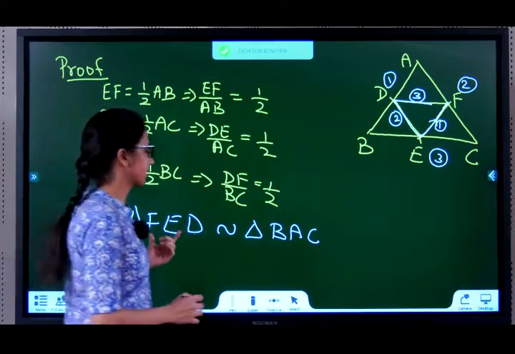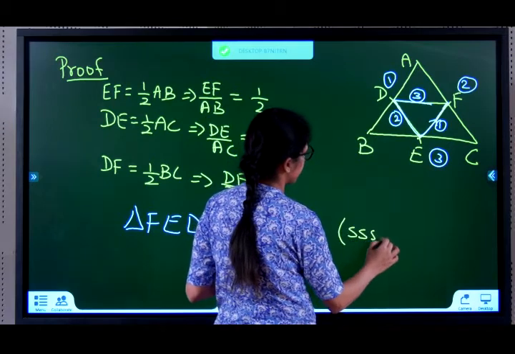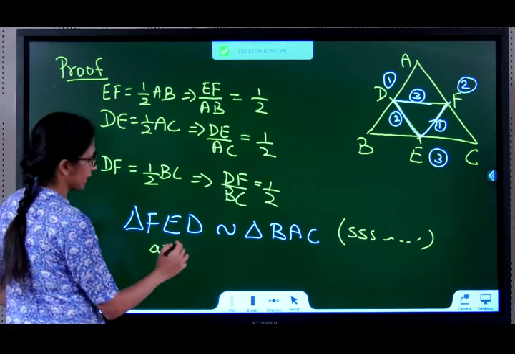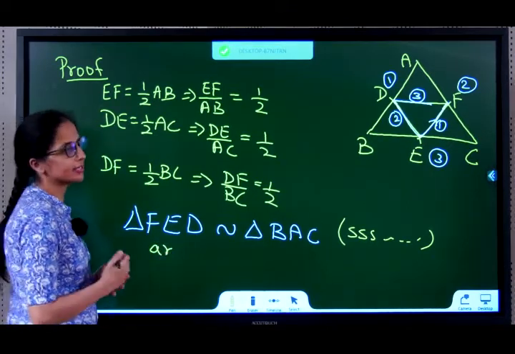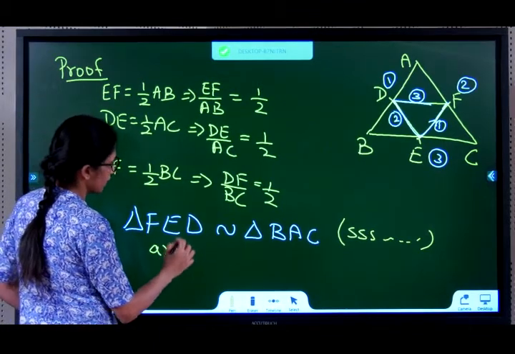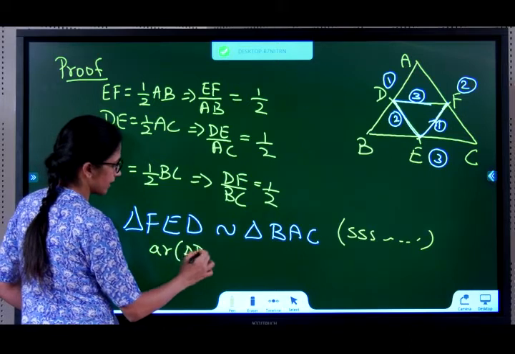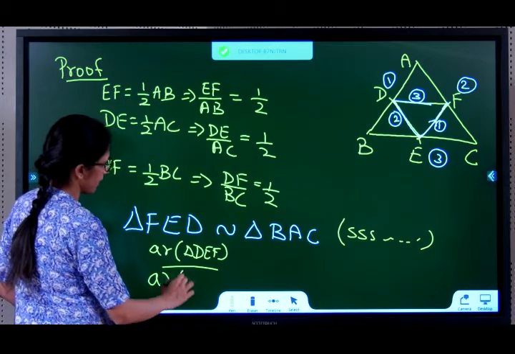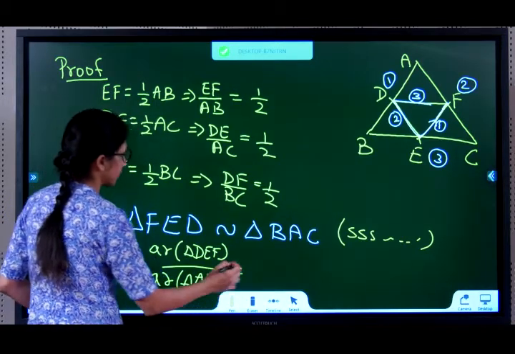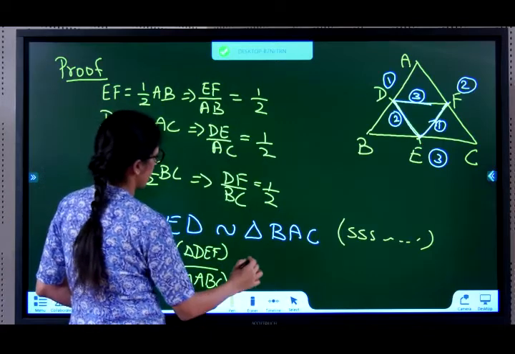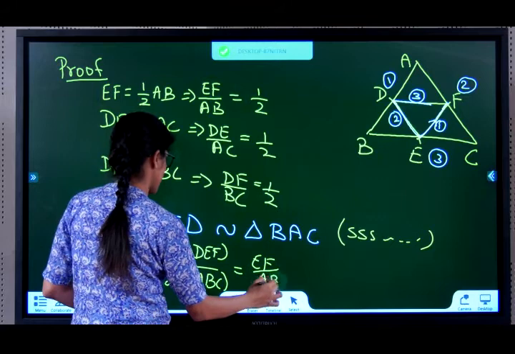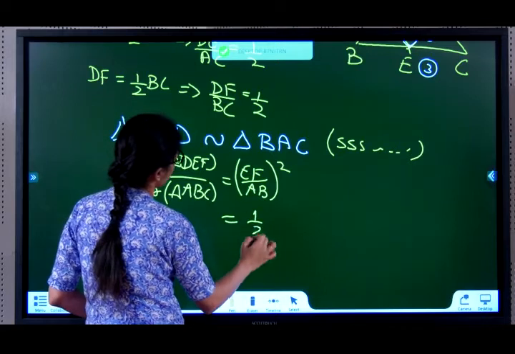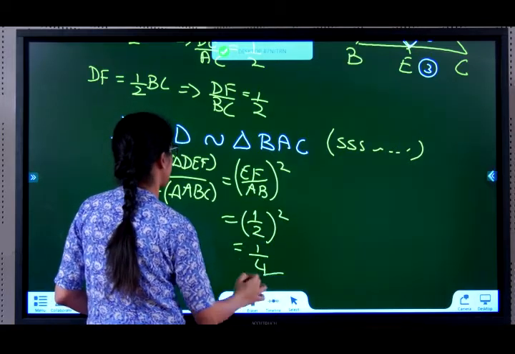So now these two are similar. Why? Reason being SSS similarity criteria. Now can I say, using the theorem, ratio of similar triangles' areas is equal to ratio of their sides, the whole square. So area of DEF, FED all are same. Ordering names matters when you write the similarity. In area it's fine. Area of triangle DEF by area of triangle ABC is equal to, you can take any one of their sides, correct? So EF by AB the whole square, 1 by 2 the whole square. Answer is 1:4.